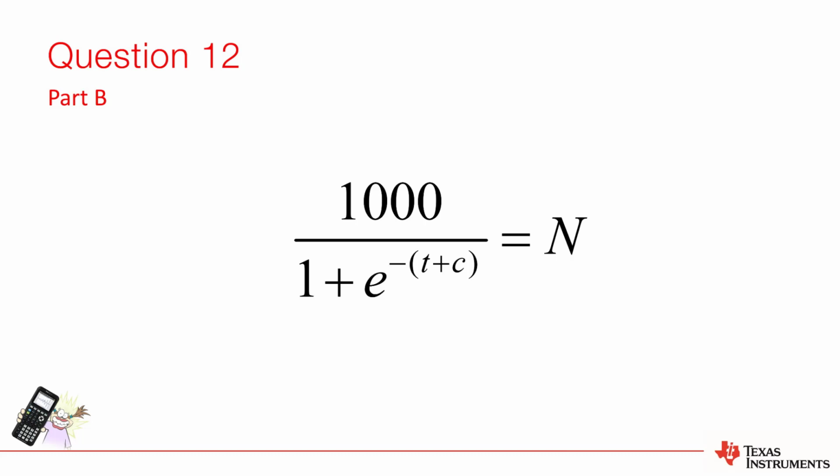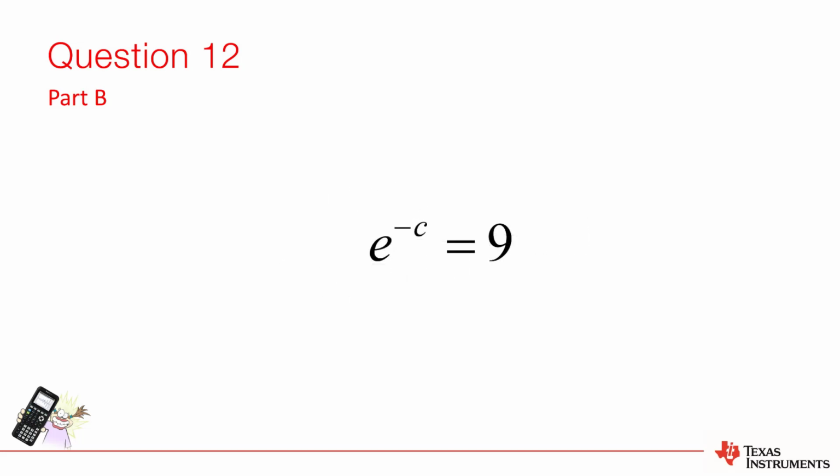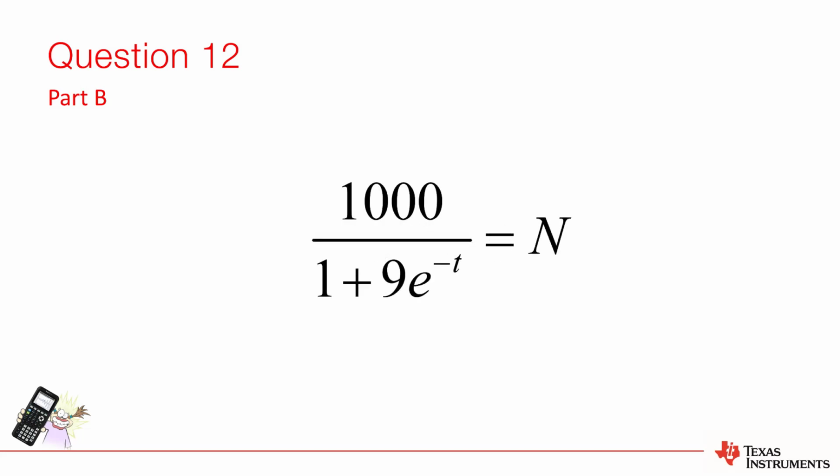Now we can substitute the initial conditions back into the equation. As the denominator needs to equal 10, we can see e to the power of negative c must equal 9. The equation is now equal to the one provided in the question.